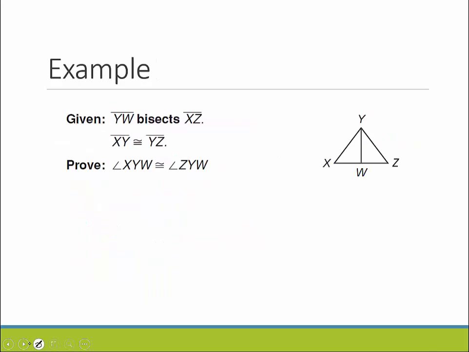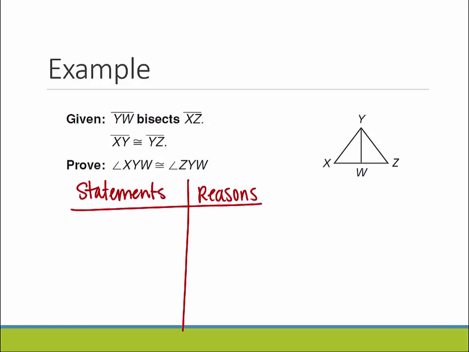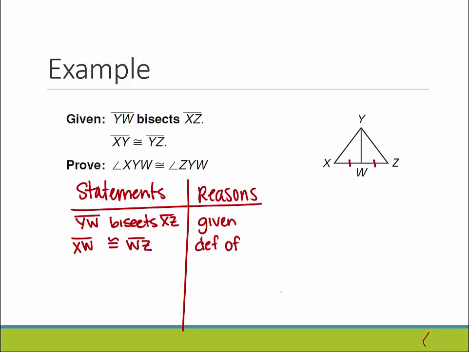Let's do another one. So we have our statements, reasons. So the first thing they tell us is that YW bisects XZ. So if we look at our picture, YW bisects XZ, that means that we know we have two congruent parts there. So XW has to be congruent to WZ. It's definition of bisect.